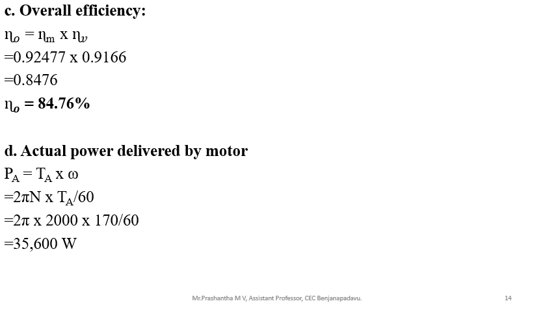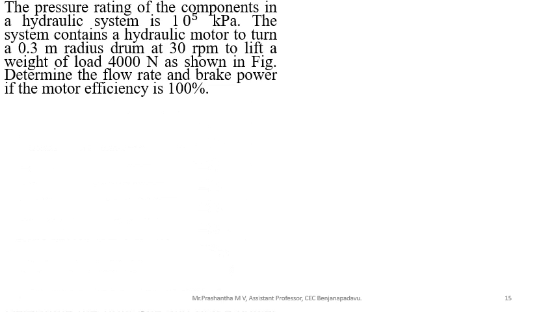2 pi into n is 2000 into actual torque, that is 170, divided by 60. So we will get 35,600 watt. When we convert into kilowatts, the actual power delivered by motor PA equal to 35.6 kilowatt. Sub-question D, actual power delivered by motor PA is 35.6 kilowatt.